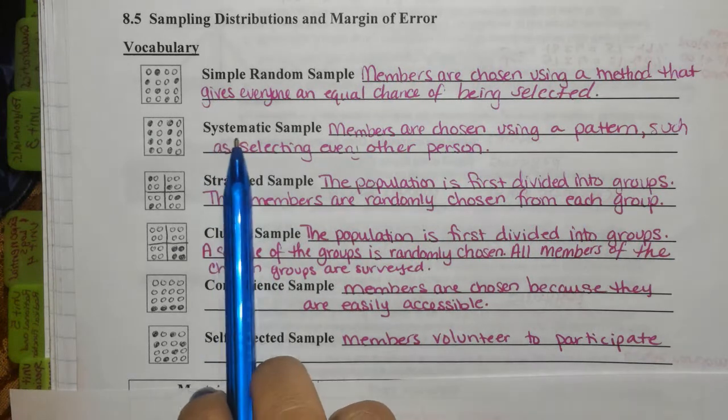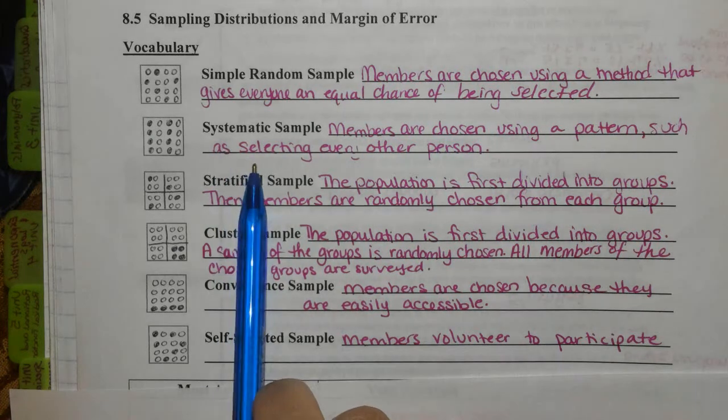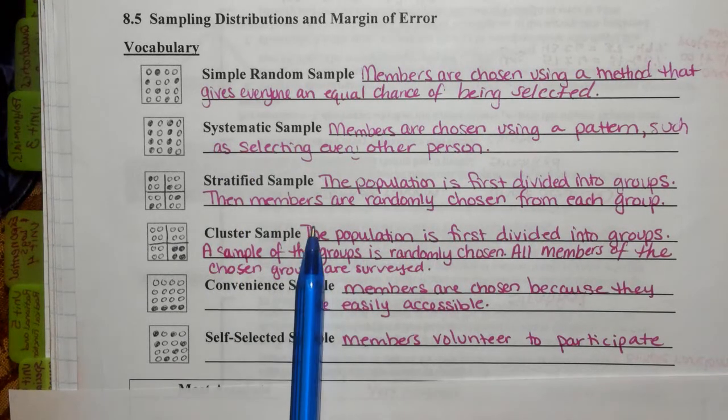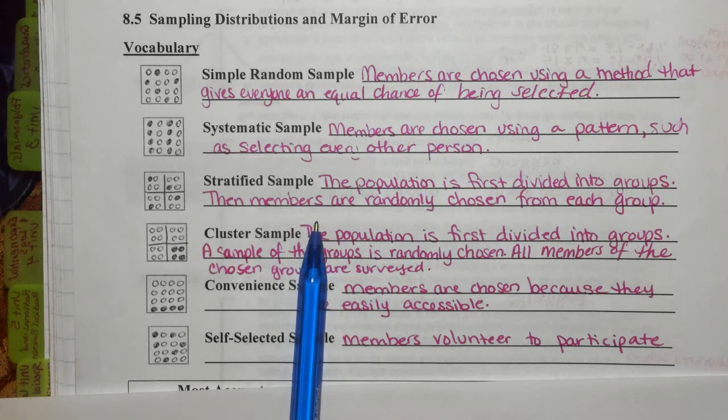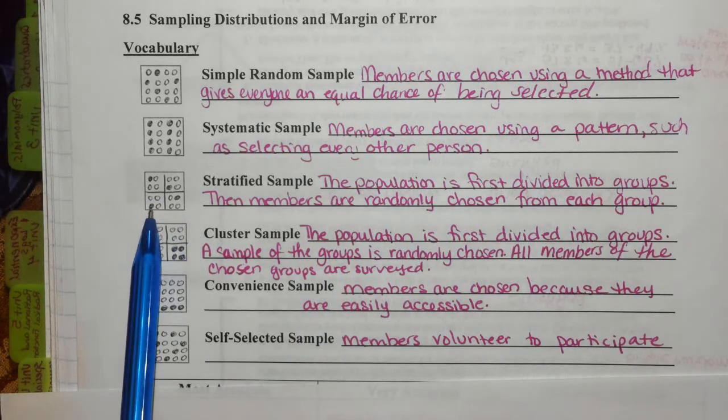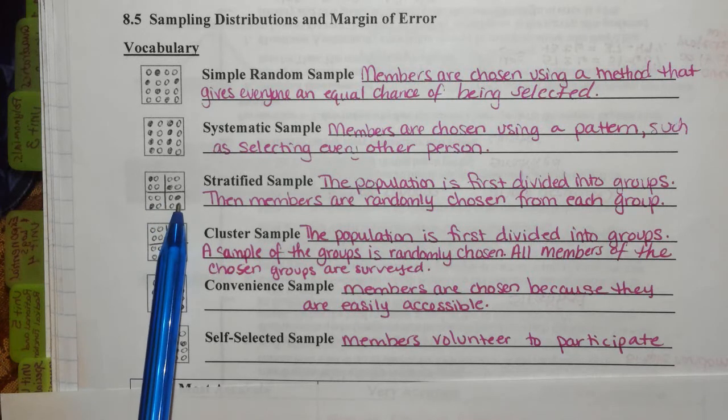Systematic is members are chosen using a pattern. I like to think of it's a system, such as selecting every other person or every 10th person, every 50th person. Our stratified sample is the population is first divided into groups, and then members are randomly chosen from each group. So my first step was to divide into groups, and then I randomly choose someone from each group.